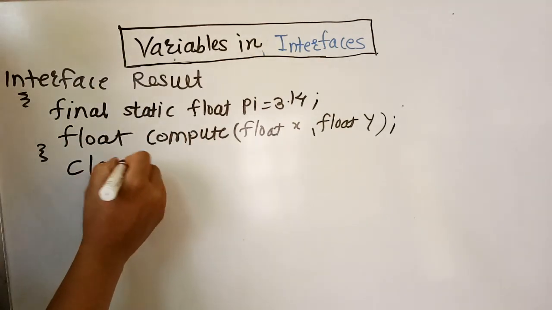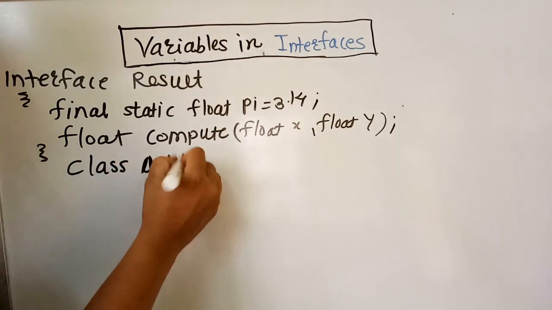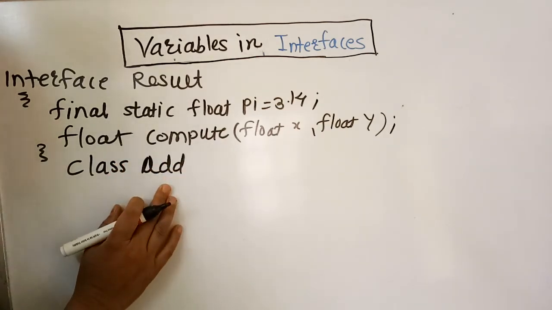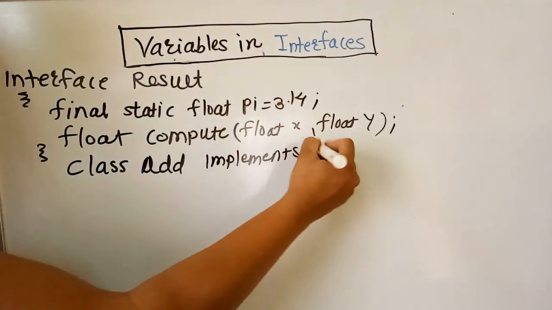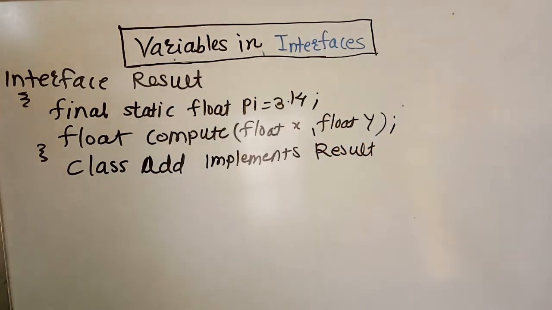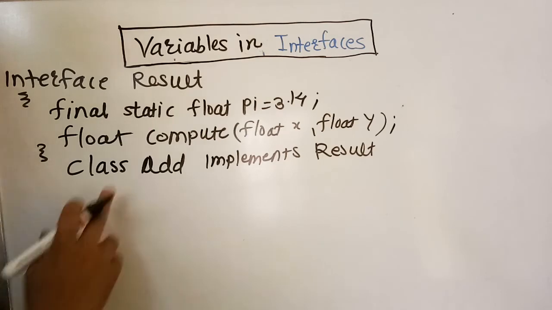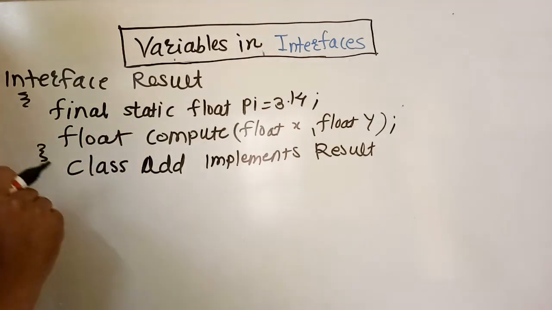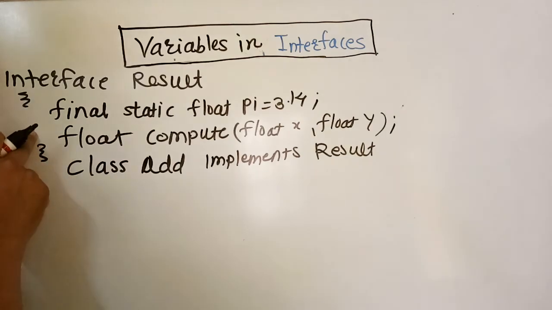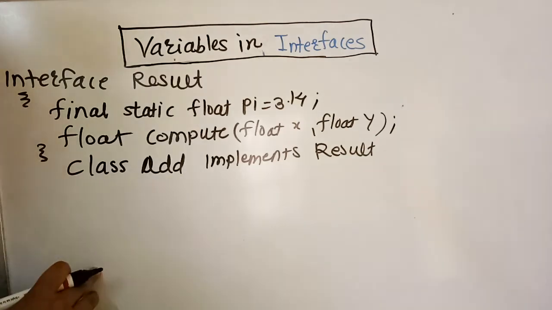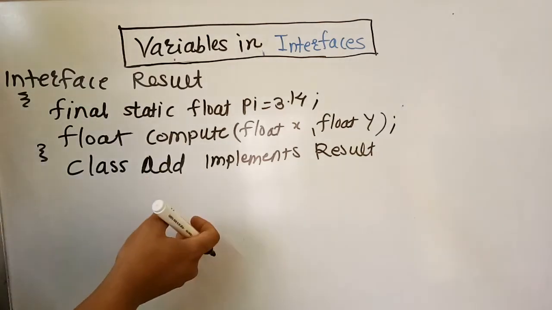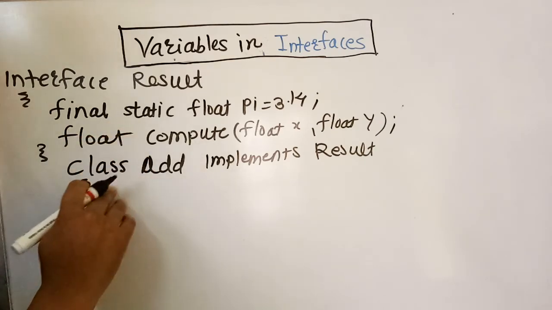So I will create one class, for example, class add. But add will implement this result interface, so I will write the keyword implements result. Now what will be next? The compute method has been declared in the result, but we all know that interface methods and variables are global to the other classes that implement them. So we directly use this method in this class without redeclaring it.